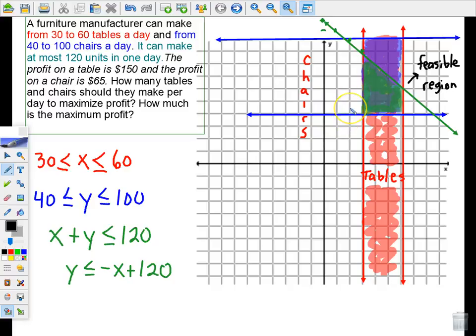Now, there's another important part to the feasible region that's going to help us answer the final question. And it has to do with where two or more lines cross each other on the edge of the feasible region. And there's actually 4 different ordered pairs where that happens. And these points are called vertices.